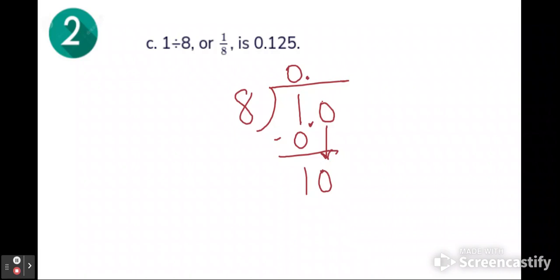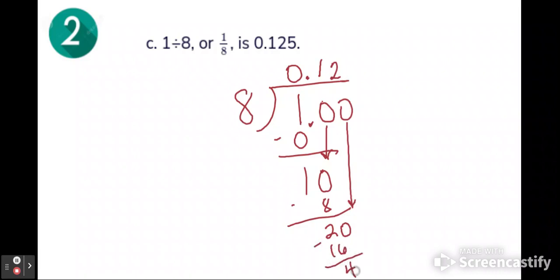Now, how many times does 8 go into 10? 8 goes into 10 once. 1 times 8 is 8. Subtract. I end up with 2. Ooh, still not at 0. So I need to add another 0 and bring it down. 8 goes into 20 twice. 2 times 8 is 16. Subtract. I end up with 4.